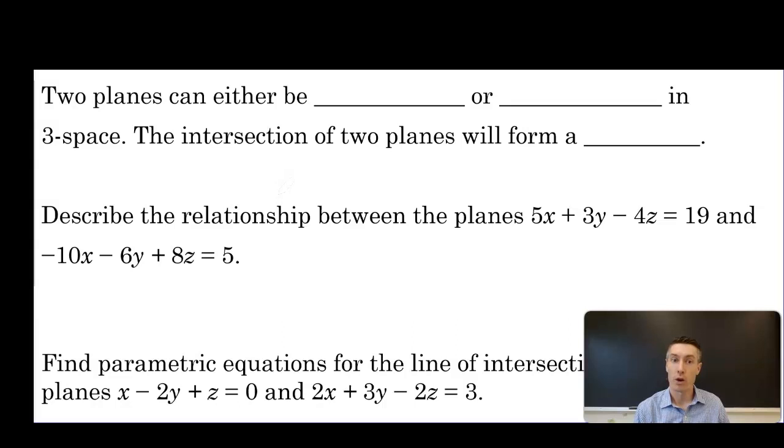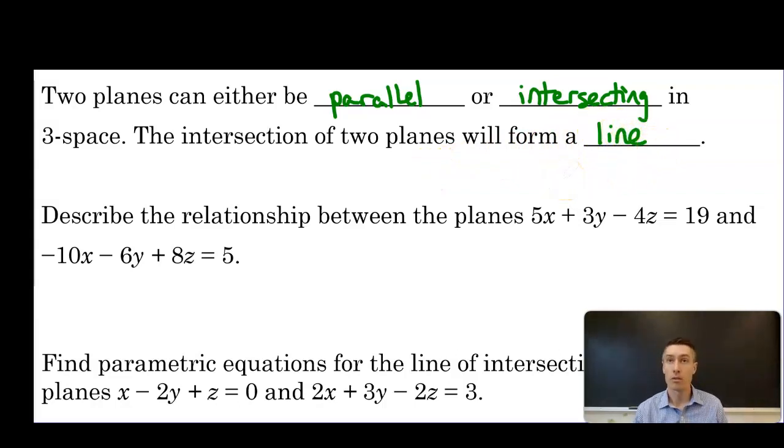Okay, so we've written the equation of the plane, being given a few different pieces of information. Now let's talk about two planes and how they can interact with one another. So two planes can either be parallel or intersecting in 3-space. Okay, so these are more like lines in 2-space. So we either have two planes that are parallel or the same, or that intersect. And the intersection of two planes will form a line.